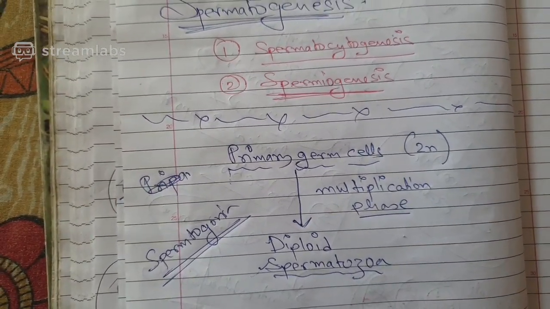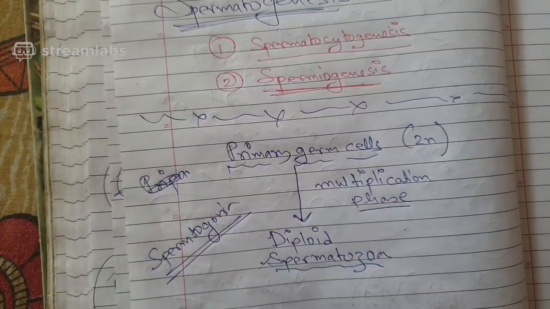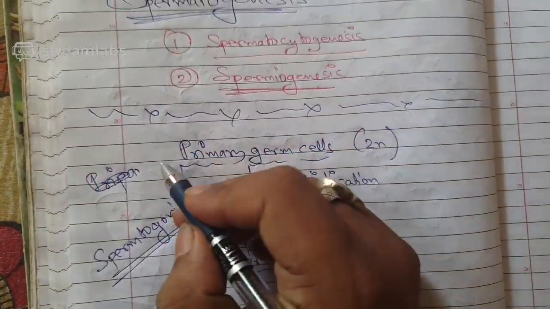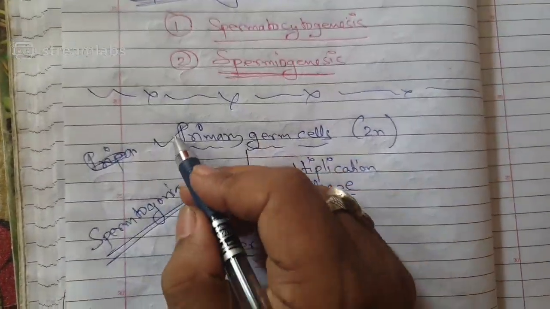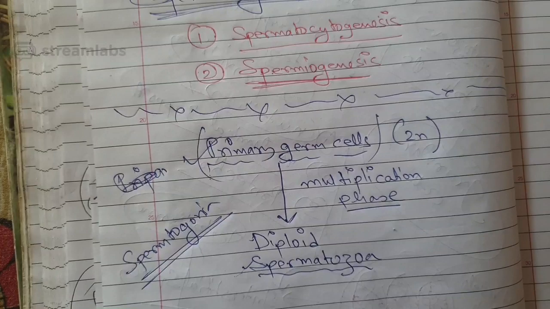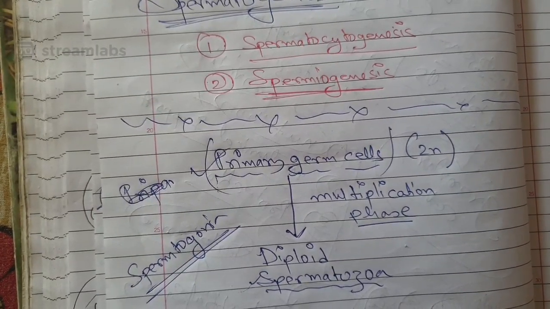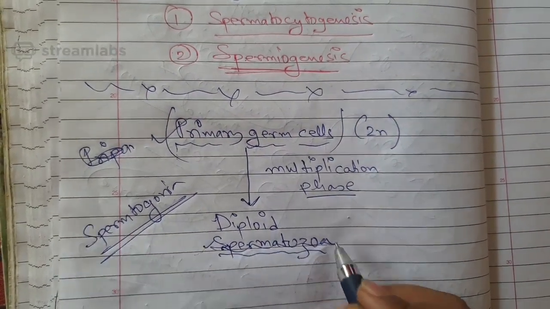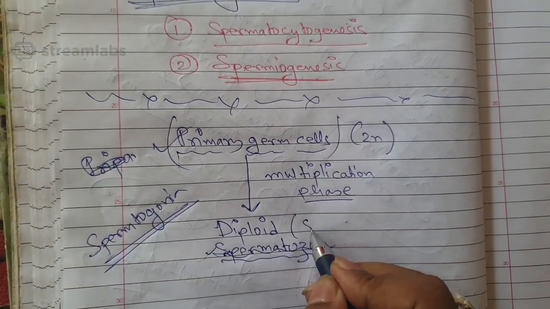Sorry, I have made a mistake here. I got confused with the names. So at first, listen now. At first, there are primary germ cells. Where are the primary germ cells? In the walls of the seminiferous tubule. Then there is multiplication and there is production of diploid spermatogonia.